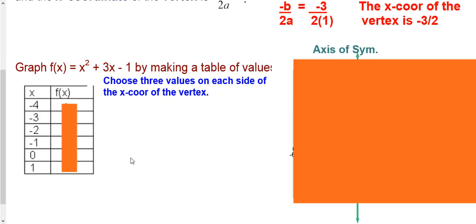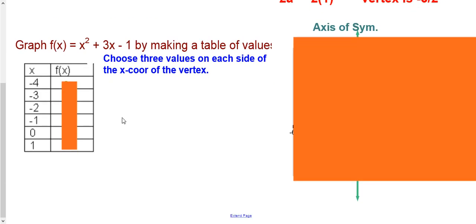Yes. Then all we're going to do is just make ourselves a table. Choose 3 numbers on each side of negative 1.5. Take 1, plug it in. Take 0, plug it in. Take negative 1, plug it in for x right here. Take negative 2. Remember, a negative 2 times a negative 2 would be 4 minus 6 minus 1, and so on.